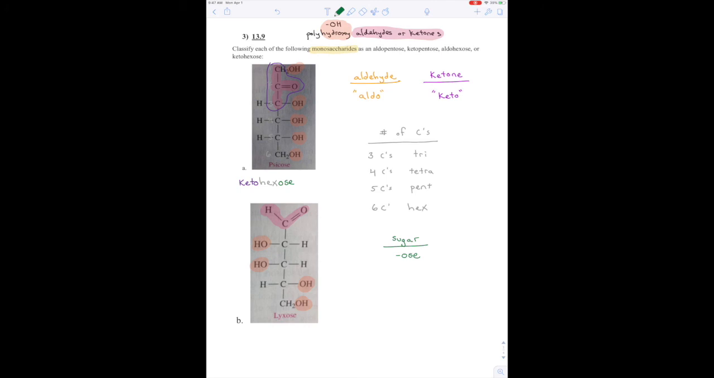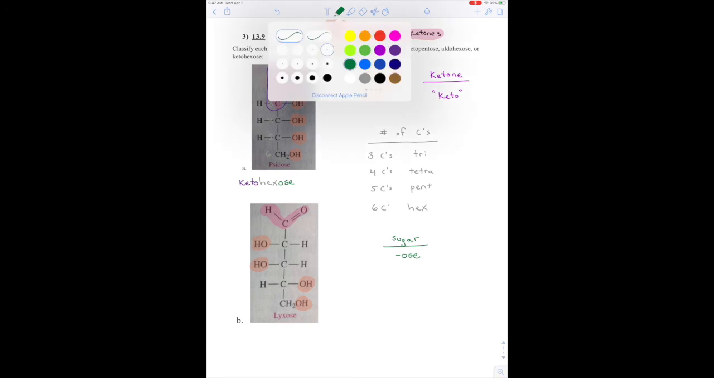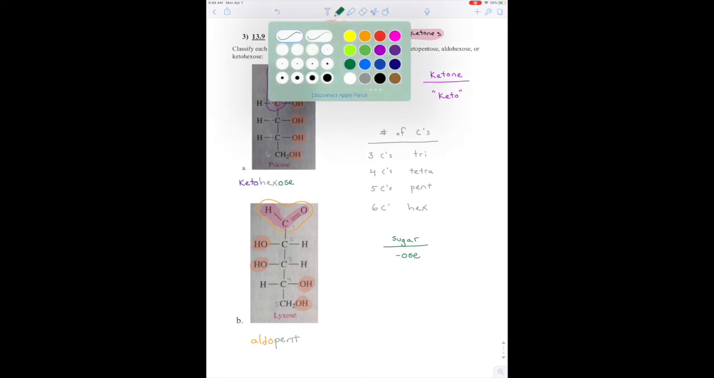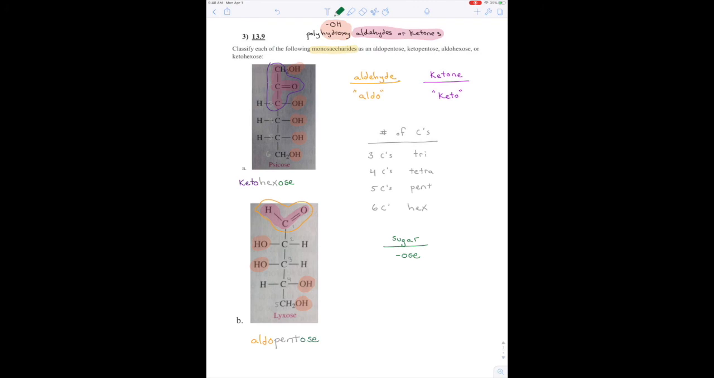For B, do we have an aldehyde or ketone? We can see right here a carbon double bonded to oxygen, single bonded to hydrogen. That's an aldehyde. And so the prefix here is going to be aldo. How many carbons do we have in this monosaccharide? 1, 2, 3, 4, 5. That's 5. The infix for 5 is pent. And then this is a polyhydroxy aldehyde or ketone, so it's a sugar, and so the suffix is -ose. So this is an example of an aldopentose.